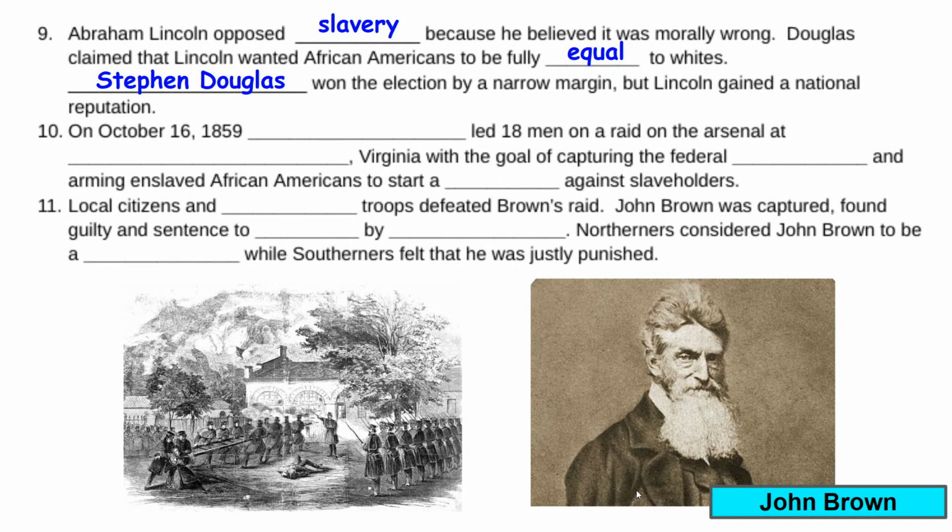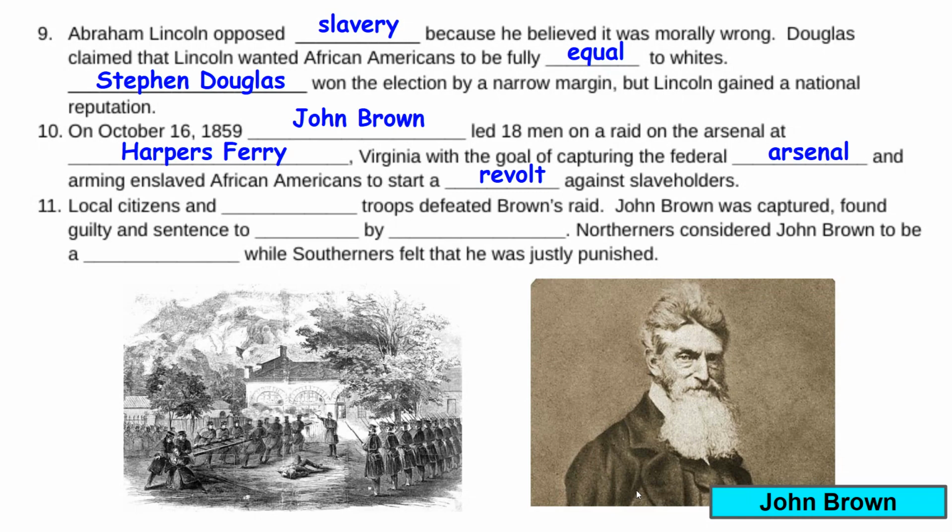On October 16th, 1859, our friend John Brown, who we talked about earlier, who was in Bleeding Kansas, led 18 men on a raid at an arsenal in the lovely town of Harper's Ferry, which today is in West Virginia, but at the time was in Virginia. This arsenal was not necessarily a huge building, really pretty small in comparison to what I think about what an arsenal is in this day and age. But the goal was to go in, capture some federal weapons within this federal arsenal, and arm some of the enslaved African Americans that were in that part of Virginia and have them start a revolt against the slave owners.